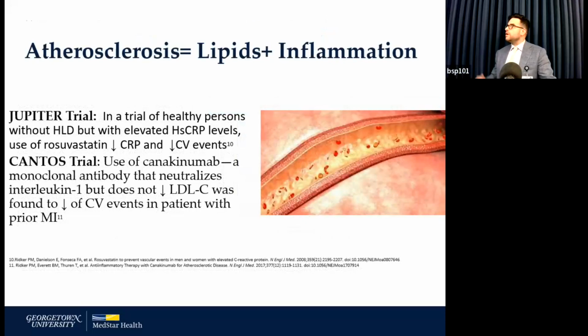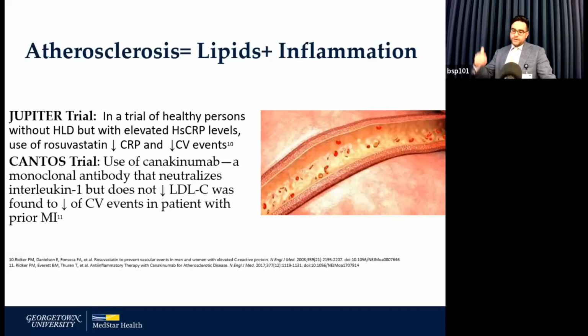I'll talk about them briefly. One is the Jupiter trial. The Jupiter trial took patients who had elevated CRP, but no indication for cholesterol lowering. They didn't have hypercholesterolemia per se. They gave them rosuvastatin. And what they found was that rosuvastatin not only drove down their CRP, but when adjusted for LDL cholesterol, also drove down their cardiovascular events.